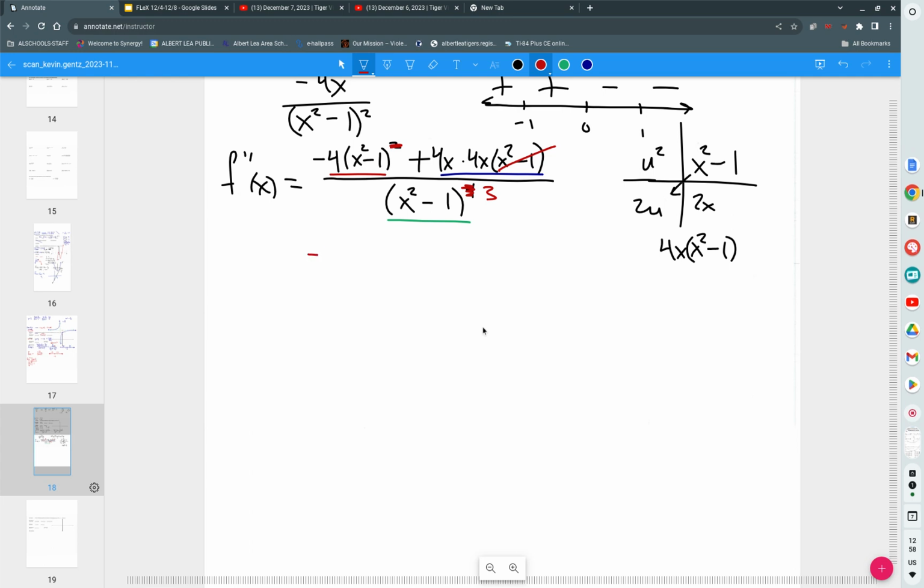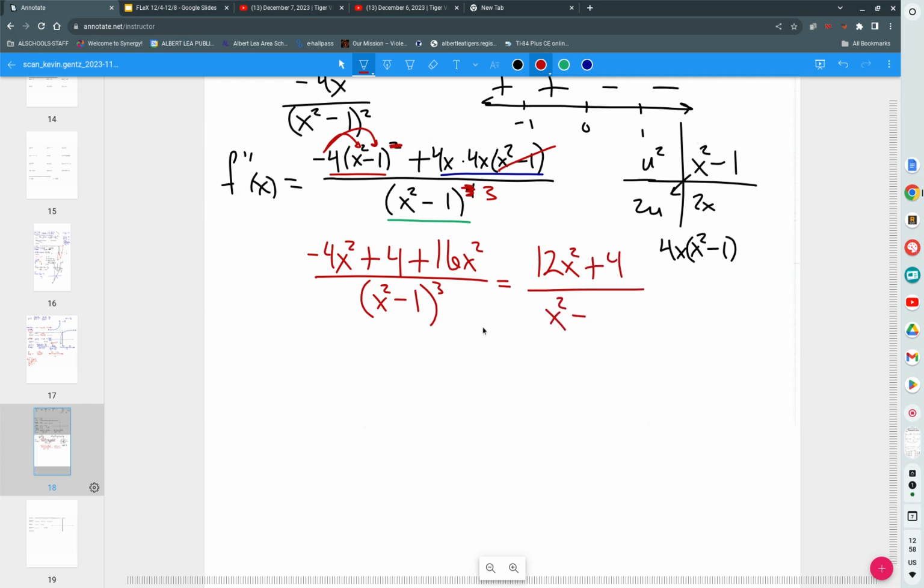Then I'm left with negative 4x squared. So I distribute this. Plus 4. Plus what? 16x squared, all over x squared minus 1 cubed. We end up with 12x squared plus 4 over x squared minus 1 cubed.